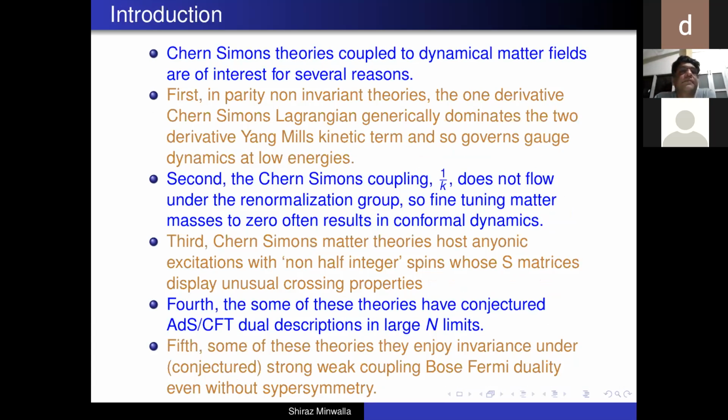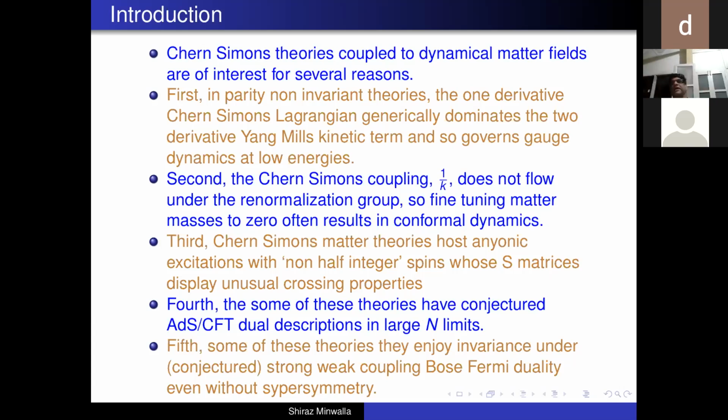So let me start. The topic for my talk today is going to be the study of Chern-Simons theories in 2+1 dimensions, coupled to dynamical matter fields. So let me start by motivating the study. Chern-Simons theories coupled to dynamical matter fields are of interest for several reasons. First, in parity non-invariant theories in 3 dimensions, the one-derivative Chern-Simons Lagrangian generically is more relevant than, and so dominates over, the 2-derivative Yang-Mills action at low energies.